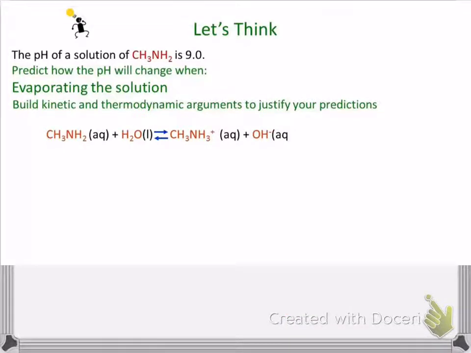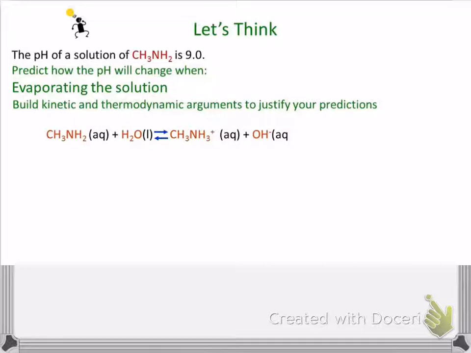Okay, so this is a problem that tends to give a lot of people trouble, so we want to go over this in detail. If you have any questions about this, you want to make sure that you can reproduce this analysis. We have a basic solution, and now we're going to evaporate it. It's left out in the sun, water's reduced, and so the concentration of all the species present is going to increase. So the forward and reverse rates are both going to increase, but we need to evaluate which one will increase more.